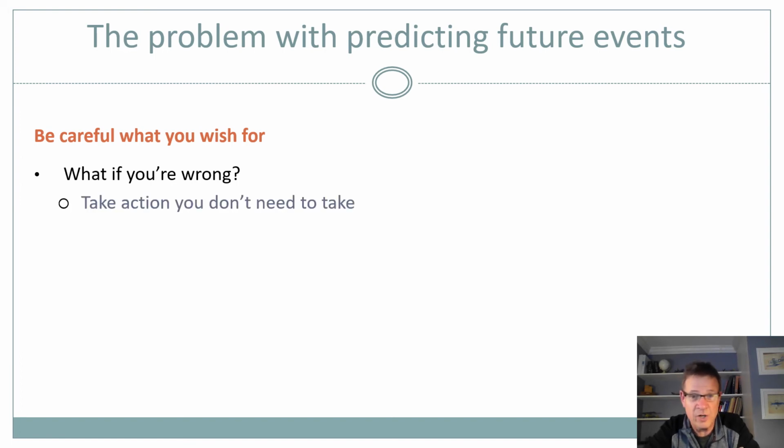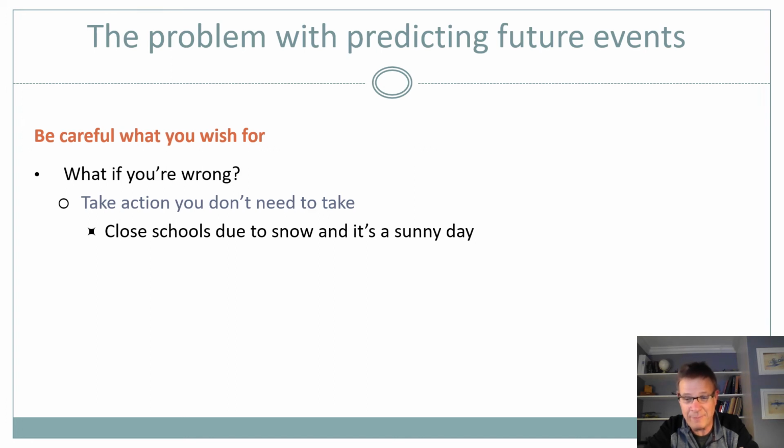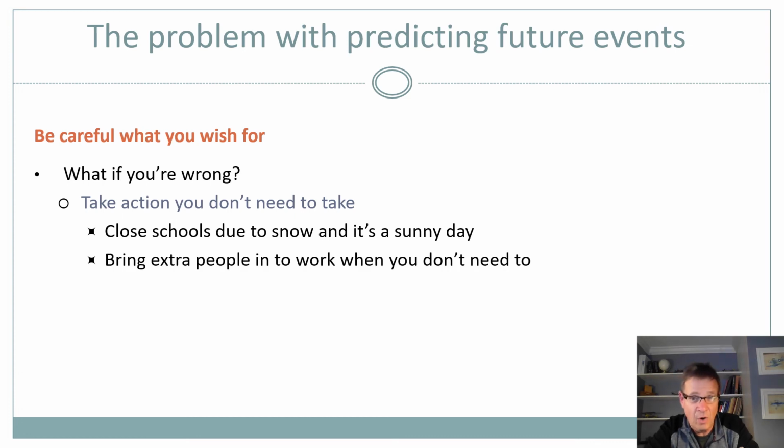So if you're wrong, you may take an action you don't need to take. Say, for example, you have a weather report for a snow day, and all the schools close, and then that morning it's bright sunshine, and no one has to go to school. And so we have parents who are grumbling because they had to stay home from work, even post COVID, because the schools were closed even though they didn't have to be. Or you might bring extra people into work when you don't need to. Say you have a prediction of higher than normal customer demand, and it doesn't materialize that day.